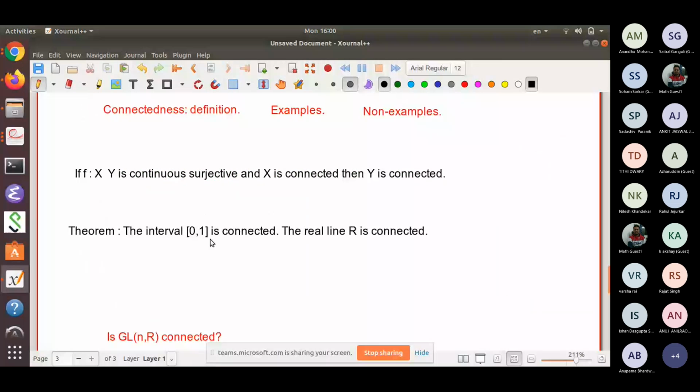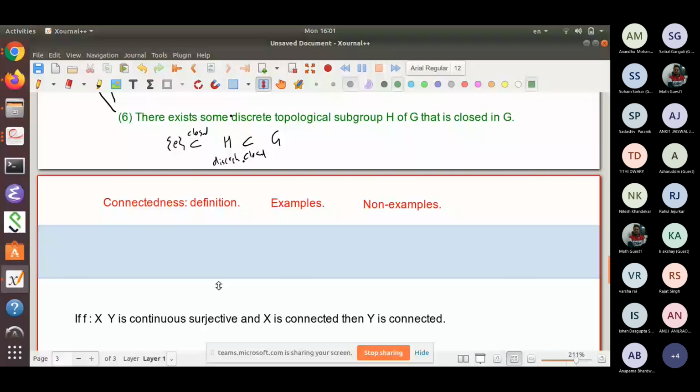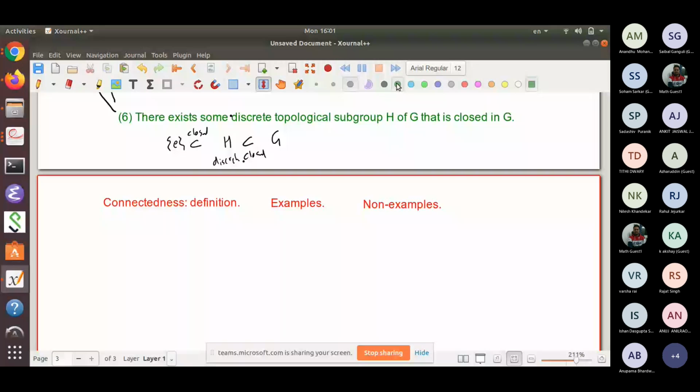All right, so let's begin with connectedness, and I want to begin by telling you the definition of connectedness. I should make more room here. So here is the definition. Okay.